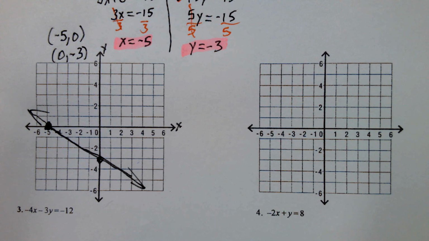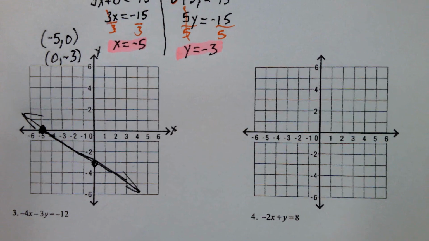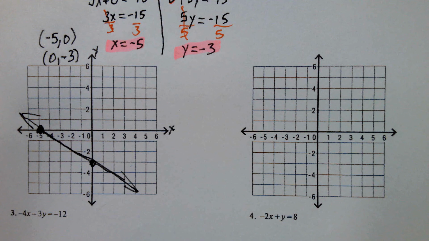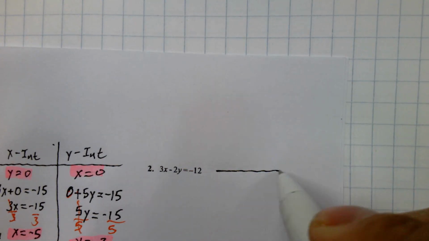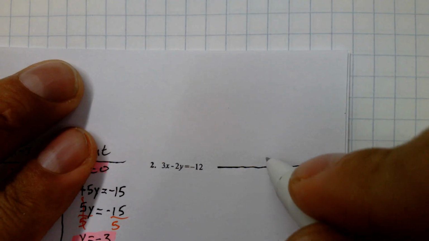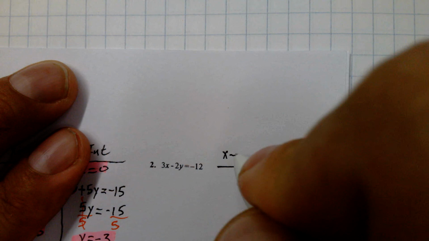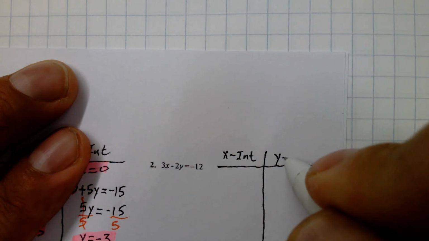Any questions? All right. So we're going to try one more together, and then I'll have you try out the others, okay? Let's try one more together. You ready? All right. Here we go. X-intercept, Y-intercept.